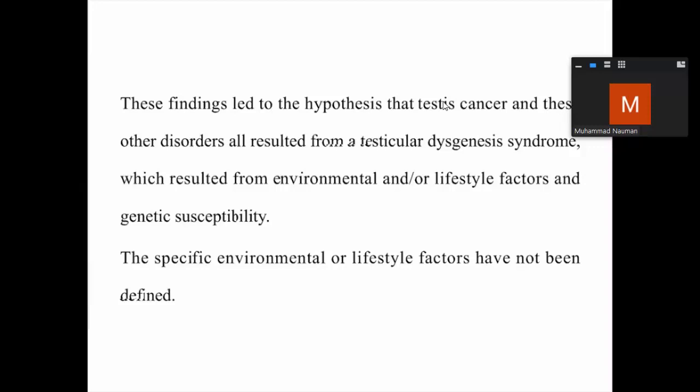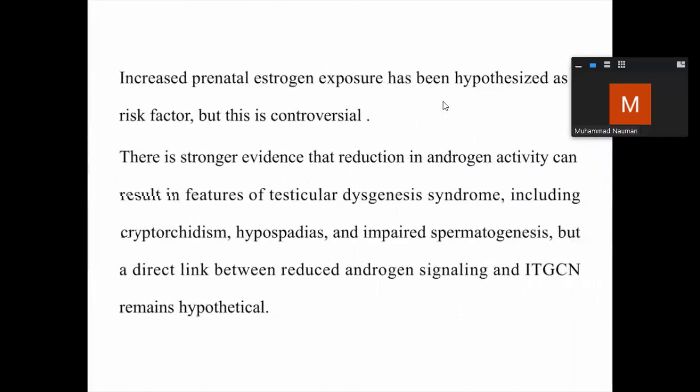There are four things in testicular dysgenesis syndrome. Number one, germ cell tumor. Number two, hypospadias. Number three, cryptorchidism. And number four, subfertility. There is a hypothesis that increased prenatal estrogen exposure is a risk factor, but this is controversial. There is stronger evidence that reduction in androgen activity can result in features of testicular dysgenesis syndrome, including cryptorchidism, hypospadias, and impaired spermatogenesis. But a direct link between reduced androgen signaling and intratubular germ cell neoplasia remains hypothetical.